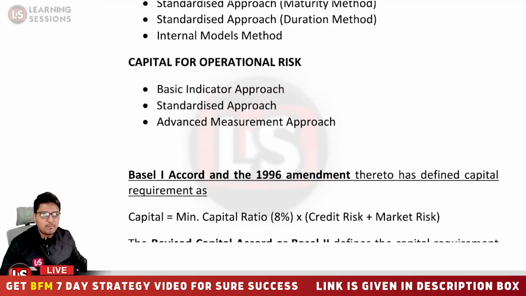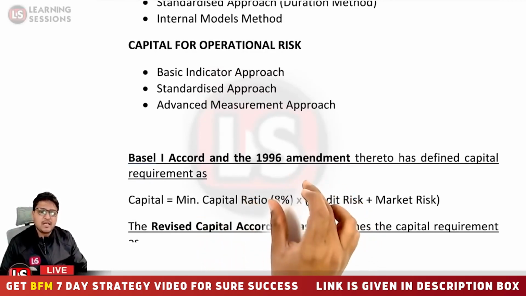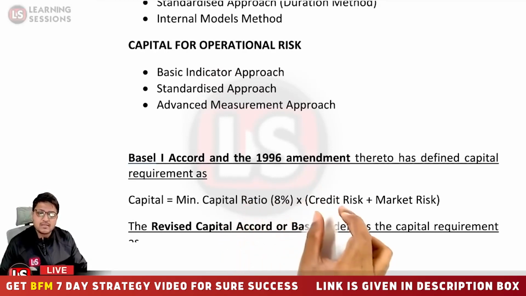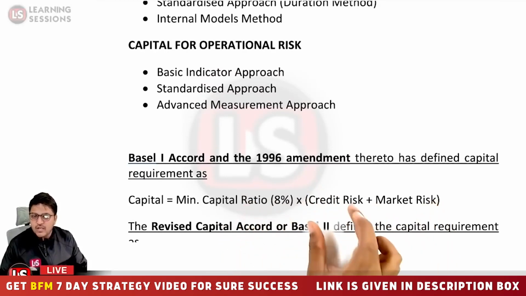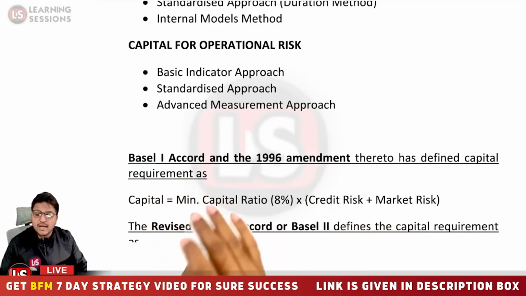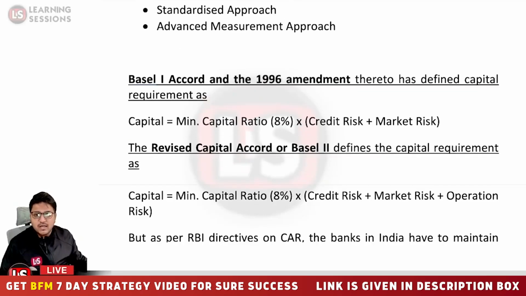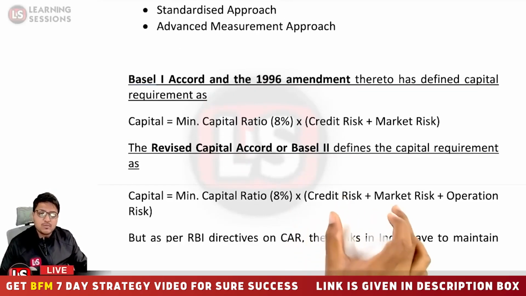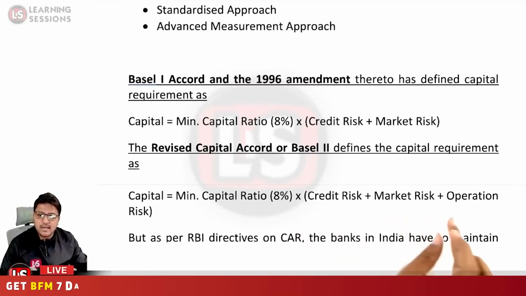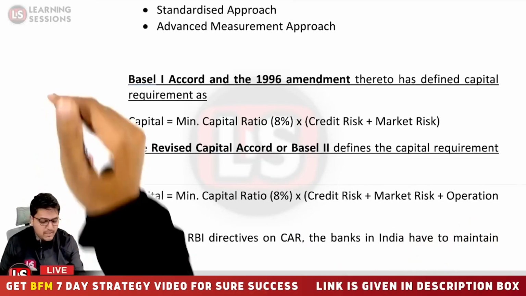First of all, we will be covering the pillar 1. So Basel I Accords in 1996 amendment take into account the capital requirement for the credit risk and the market risk. The operational risk was not yet added to the Basel I Accords, but was added in the Basel II Accords. That was related to that, it was basically covering all the three risks over there, that is credit risk, market risk, and the operational risk.